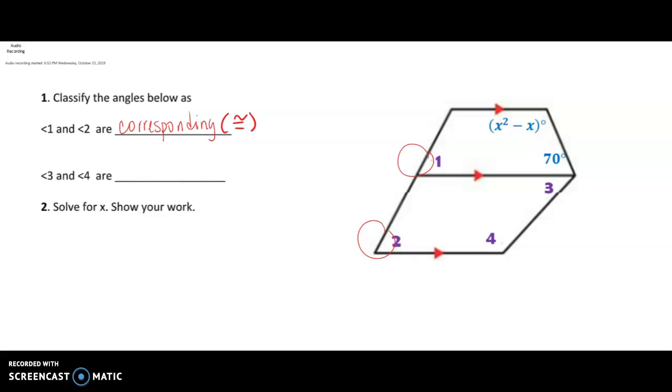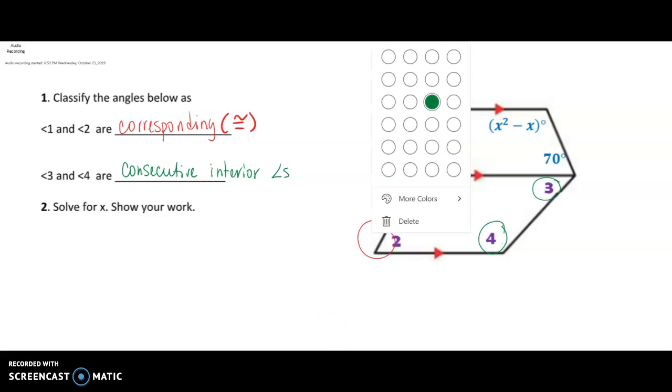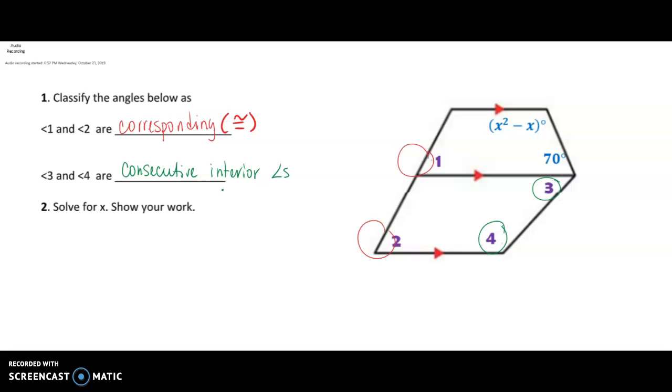The second pair of angles is 3 and 4, and they are both on the interior of the two parallel lines in the bottom, and they're on the same side of the transversal. So I would call them consecutive interior angles. And they are not congruent, they would be considered supplementary. Again, I didn't have to write that, but I will because it's going to help us later.